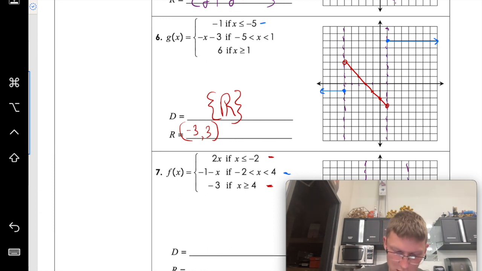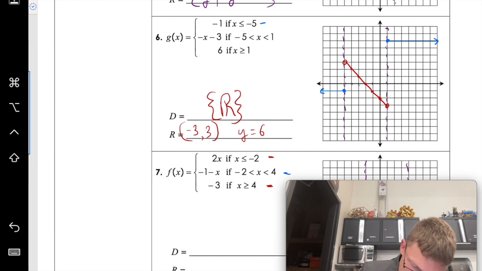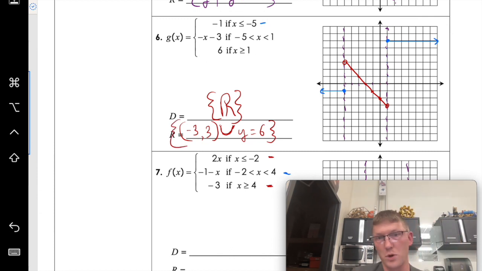So then we have this part up here that we have to deal with, and that is just going to be y equals 1, 2, 3, 4, 5, 6. Y equals 6. So we'll put our little U connecting part right there, and we're good to go.